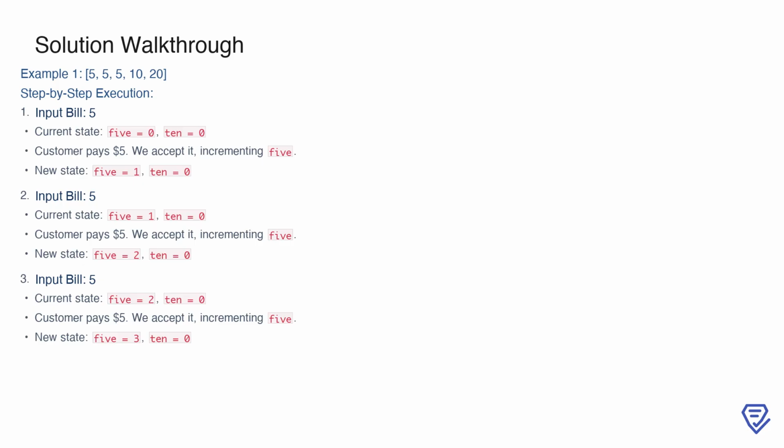10, 20. Starting with the first customer, they pay with a $5 bill. Since no change is required, we simply accept the payment and increment our count of $5 bills. Now we have one $5 bill and no $10 bills. For the second customer, they also pay with a $5 bill. Again, no change is needed, so we accept the payment and increase our $5 count to 2. Similarly, the third customer pays with another $5 bill. We accept it, bringing our $5 count to 3, while the $10 count remains 0.